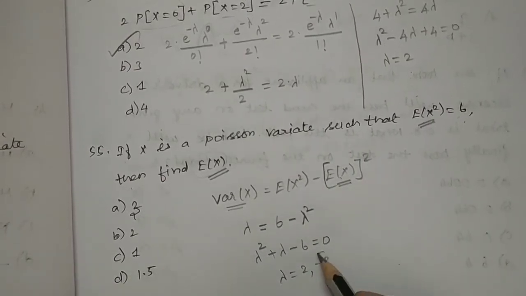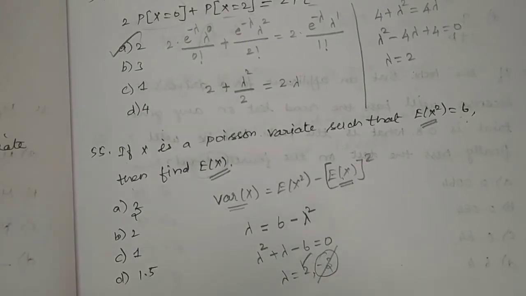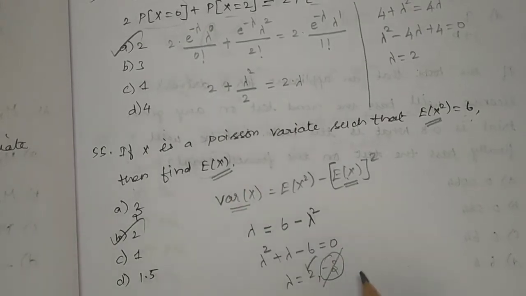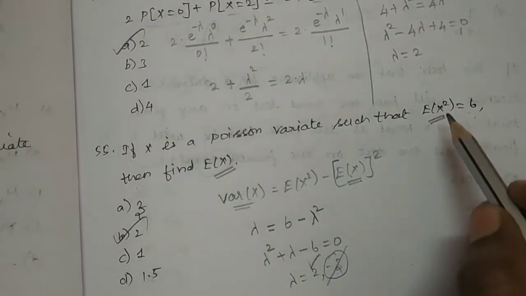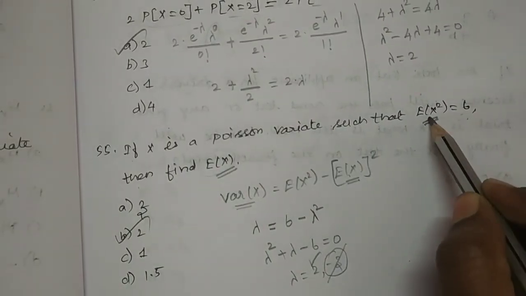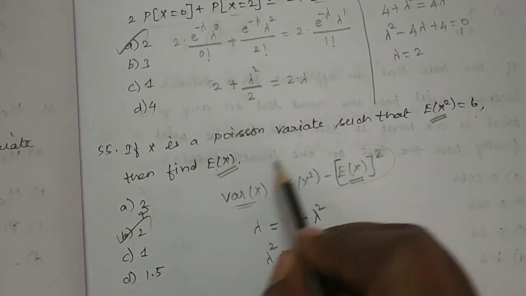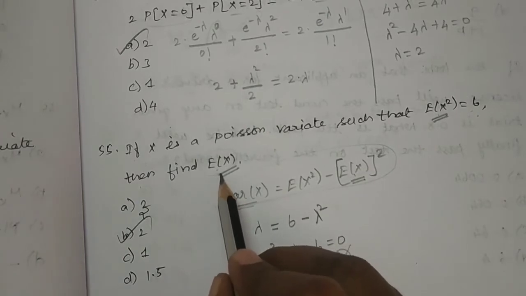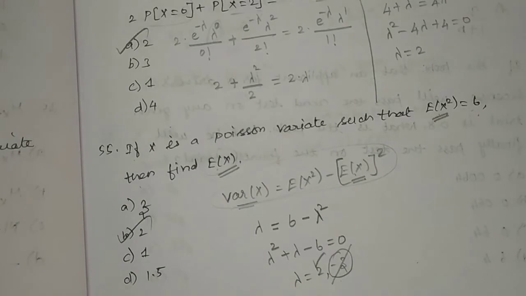Here minus 3 is not possible, so the answer is 2. 2 is the value for expectation of x. Actually this is a very simple problem, but you have to remember what's the relation connecting expectation of x square with expectation of x. Without using the formula, we are not able to find out the value for expectation of x. So we have to use this one to find out the value for lambda.